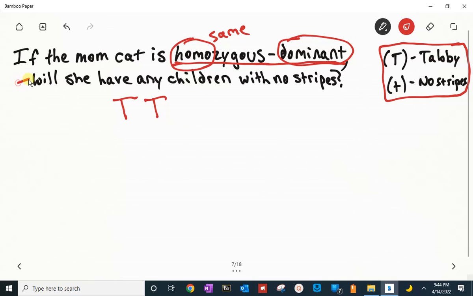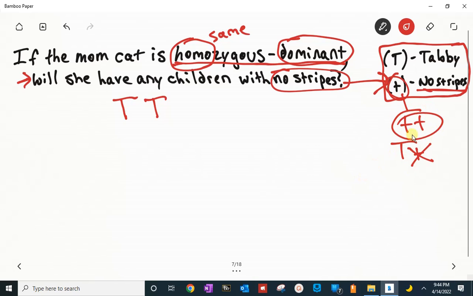Now the question asks, will she have any children with no stripes? Well, what do you need to have in order to get no stripes? This is recessive, so the child would have to have two lowercase t's. The child could not have a capital T in their alleles because the capital T is dominant and it would just cancel out the recessive gene. So the child has to have two lowercase t's, one from the mom and one from the dad. So if the child has two lowercase t's for no stripes, well, how is that possible?